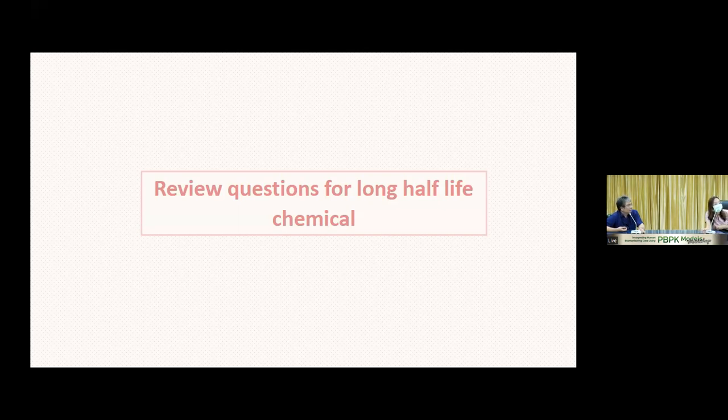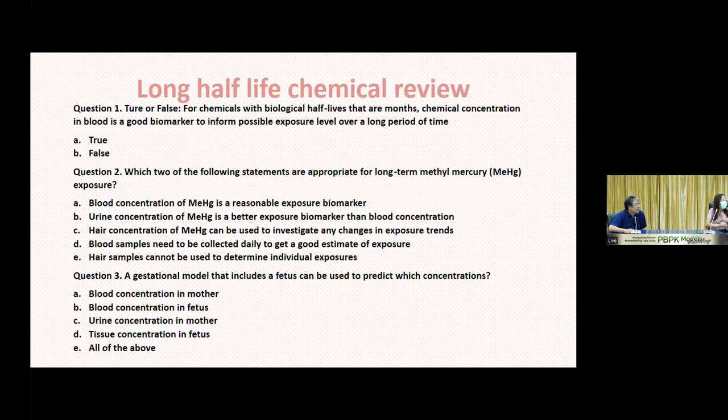Prolonged half-life chemical review. Question 1. For a chemical with a biological half-life of about a month, chemical concentration in blood is a good biomarker to inform possible exposure level over a long period of time. Jantun, can you answer this question? True. That's correct. Good job, Jantun.